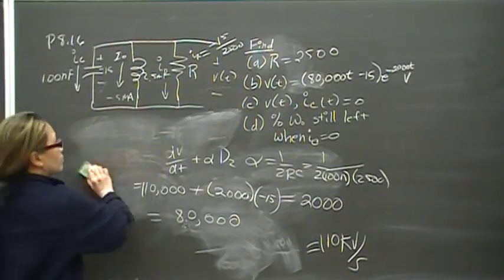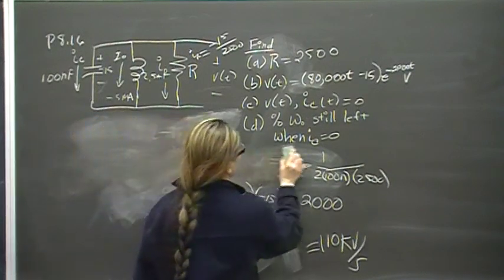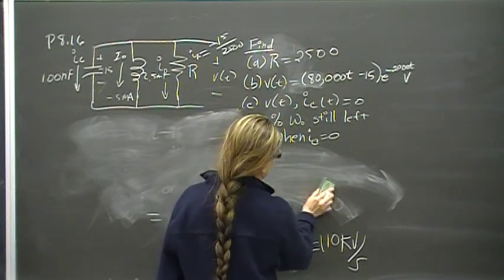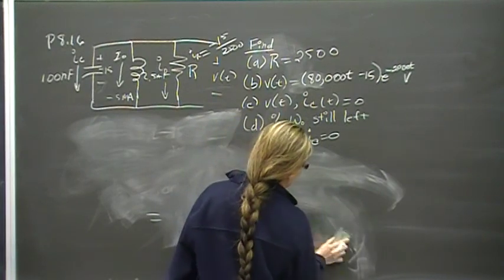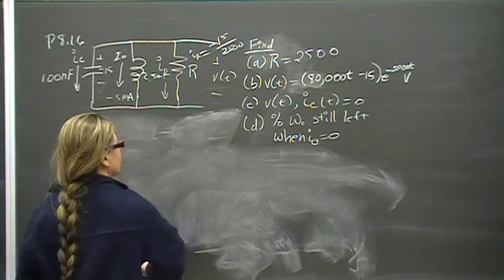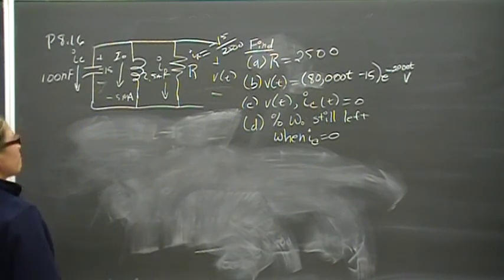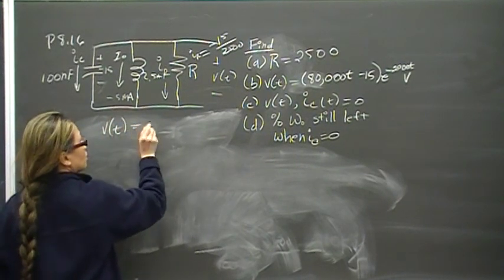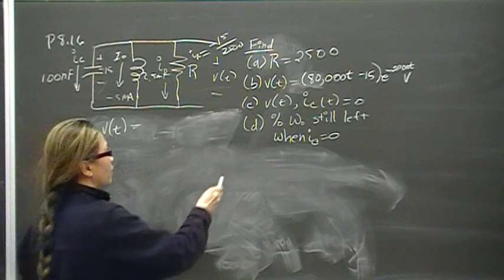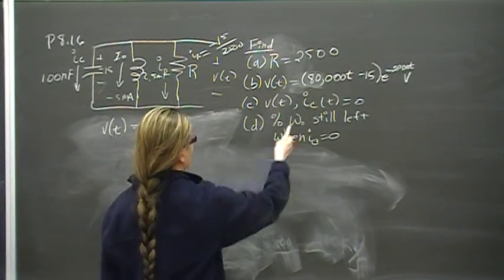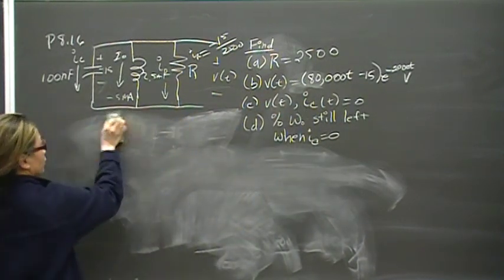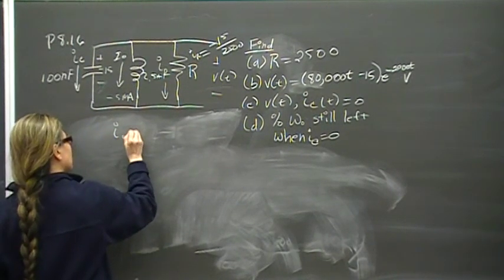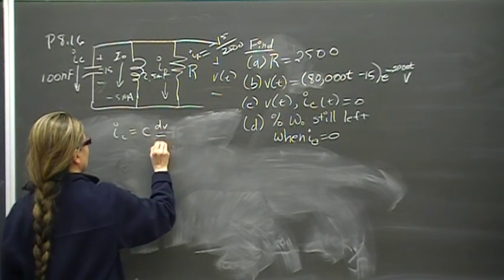Part 3, so part C. In part C, we want to know what is the voltage at the point where the current through the capacitor is equal to 0. Well, we know V of t, we just solved that. So we need to find out the time when this runs out. And what do we know about the capacitor current? We know that IC is equal to C dV/dt.